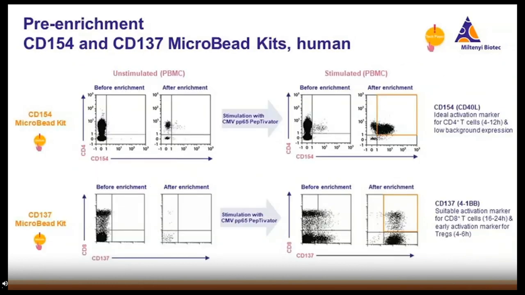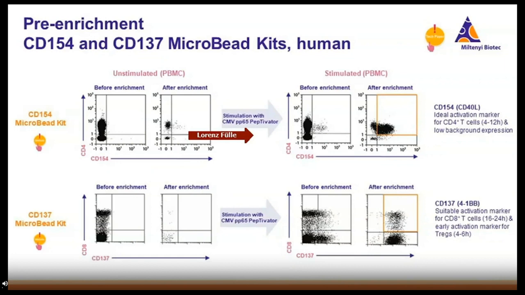And then let me show you some examples. And here, the results after pre-enrichment using our CD154 or CD137 MicroBead kits are really amazing. So both markers are actually upregulated on CD4 positive and CD8 positive T cells after antigen stimulation, and are therefore really suited for the pre-enrichment. So in this example, PBMCs were stimulated with the CMV Peptivator, or also left untreated as a control.